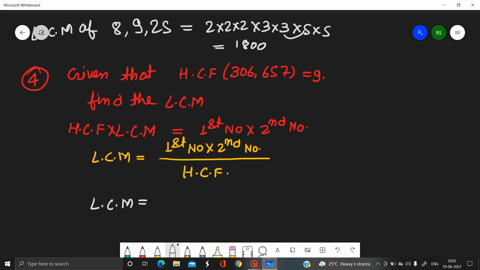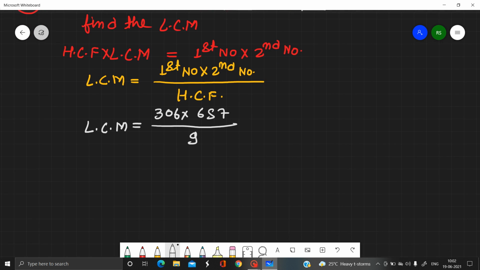But we know that the first number is 306. So I can write here 306, into the second number, which we know is 657. So I can write here 657, upon HCF, which is also given, which is 9. So I can write here 9. Now we have to calculate it.